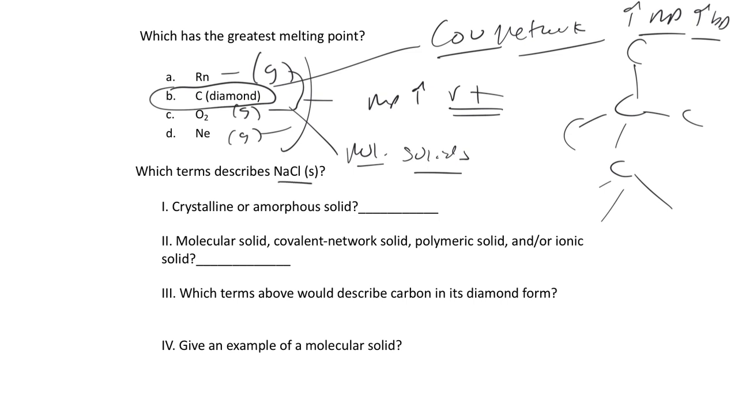Okay, so what about NaCl? Is it crystalline or amorphous? NaCl, of course, is an ionic compound. Ionic compounds are generally crystalline, so it's going to form a crystalline structure. Is it molecular, covalent network, or ionic? It's, of course, ionic. We know that one's pretty easy. Which term would apply to carbon in its diamond form? We talked about this above. That's covalent network.